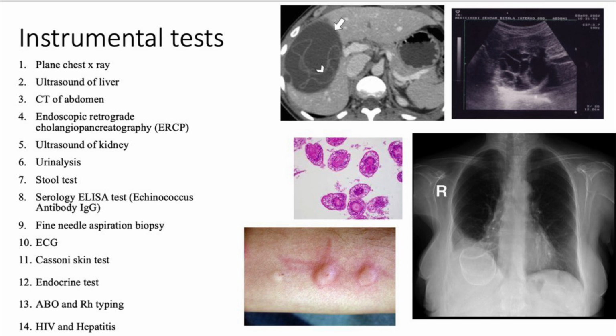And for the preparation of surgery, ABO and Rh typing is done, where the patient has blood type O negative, and for HIV and hepatitis, both results are negative.